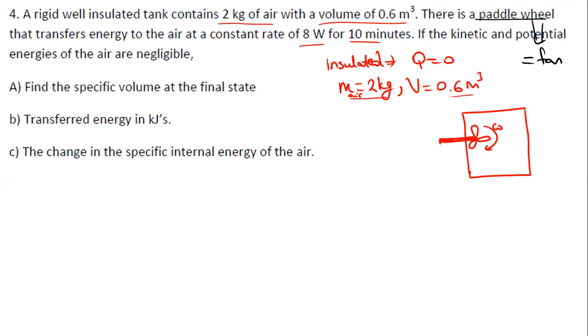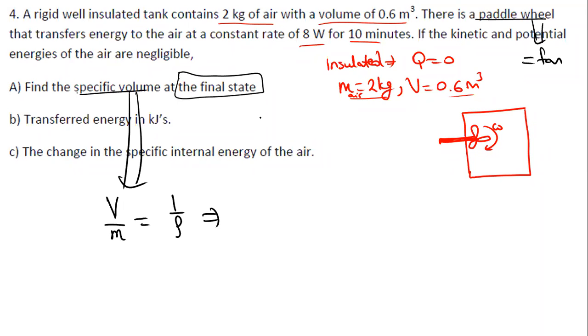So let's start. Firstly, the question specifies to find the specific volume at the final state. And if you remember, the specific volume is the volume per mass, and this is exactly 1 over rho, the density. When we say density, it is mass per volume, and when we say specific volume, it means the volume per unit mass. Now let's find it. So at the final state, if you look at the final state, firstly, I should select my system here.